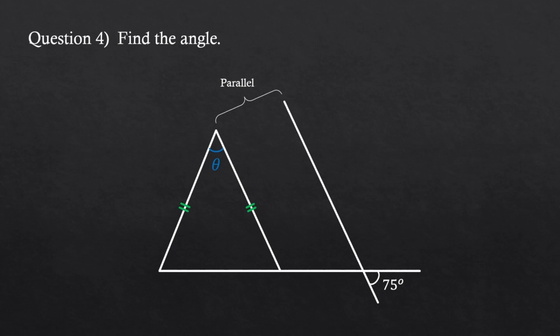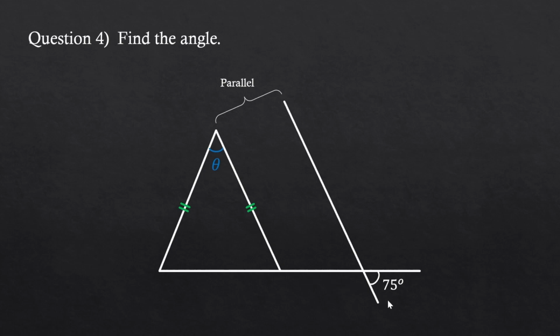Question 4 now. Again, find the angle. We have a blue theta here. And do you see these green marks here? This means this side and this side should have the same length. You know how we call this type of triangle? Isosceles triangle, right? And there exists another characteristic in an isosceles triangle. These two angles should be the same as well. So for now, just keep that in mind, okay? We'll need it.